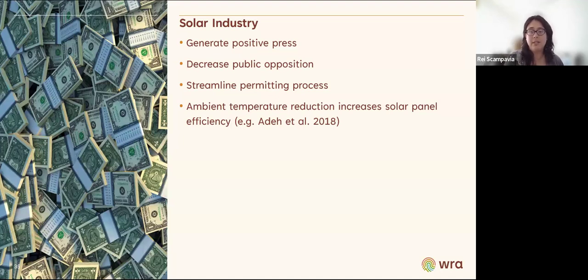Additionally, pollinator-friendly vegetation can potentially reduce ambient temperatures under solar panels caused by the heat island effect. And this can actually increase solar panel efficiency and translate to further economic benefits to the solar farm owner.